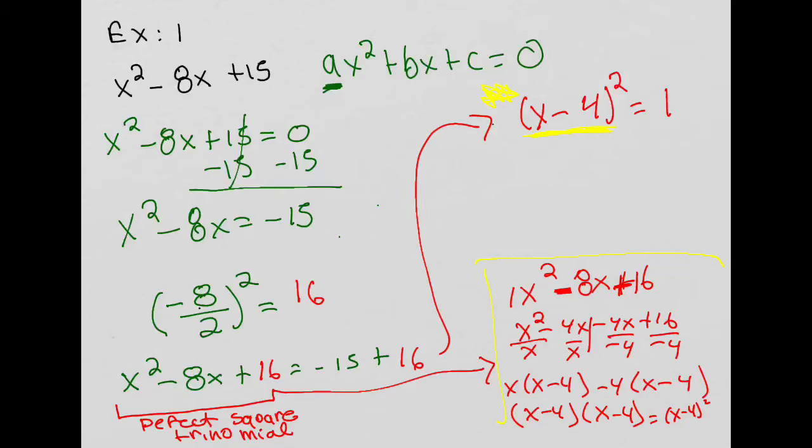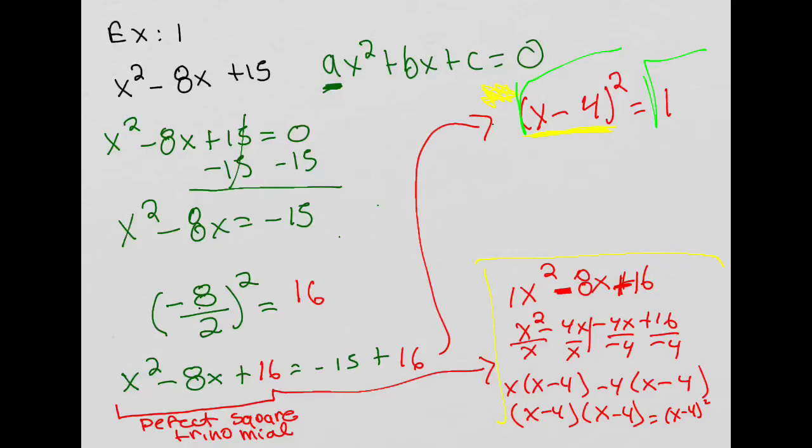So the idea is we first are given a quadratic. We are going to rewrite it in a way that we can use the square root method to solve it. And that process is called completing the square. So now if I want to cancel the square, I need to square root both sides.